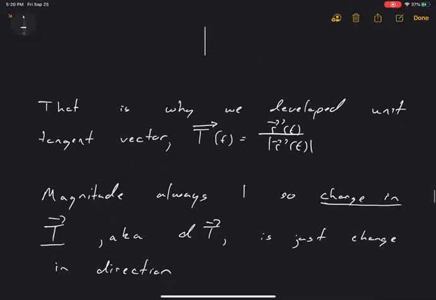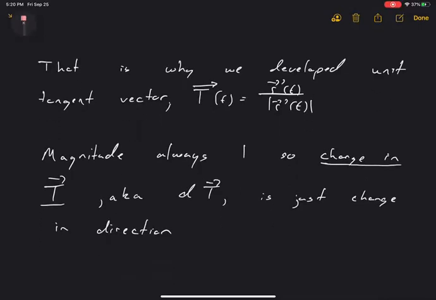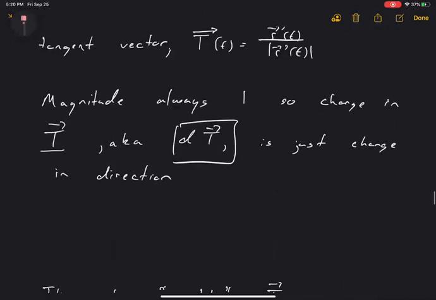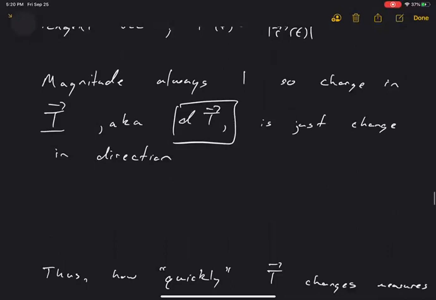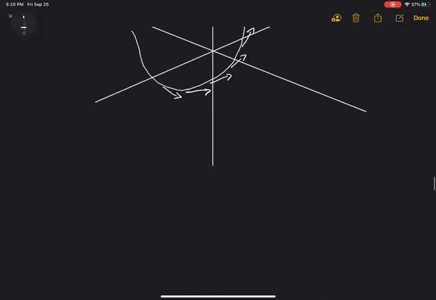Now, the magnitude of this capital T is always 1, right? It's a unit vector. Its magnitude is always 1. So if t changes, its length is never changing. So what about capital T can change? Only its direction can change, right? So this change in capital T, which we could think of as dT, is a pure expression of change in direction of my curve, right? So kind of going back up to this picture.